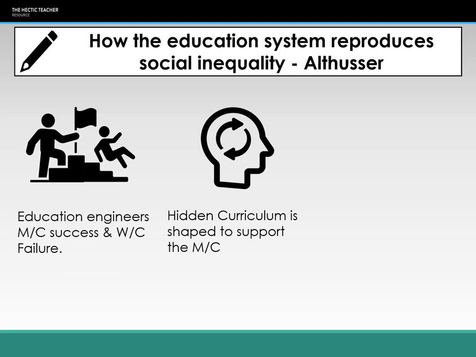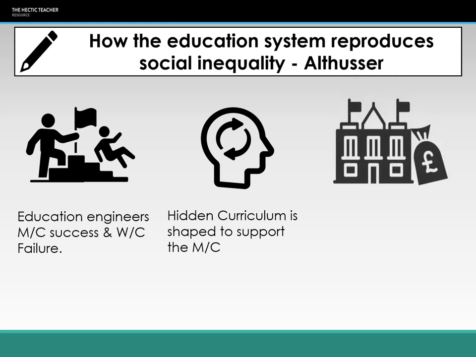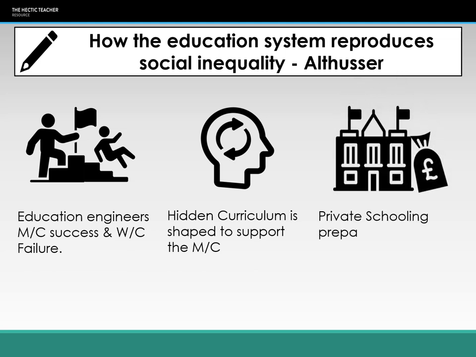He also points out that the fact that society allows the existence of public schools and private schools is a way of reproducing social inequality, because private schooling prepares those people that can afford to go for positions of power. And that's not necessarily through academic achievement. That can also be more networking and the idea of the old boys network.